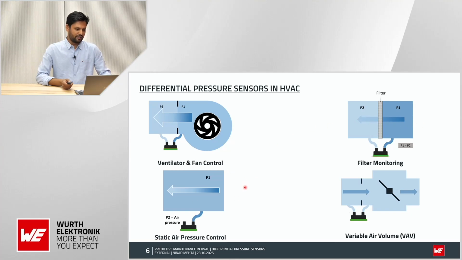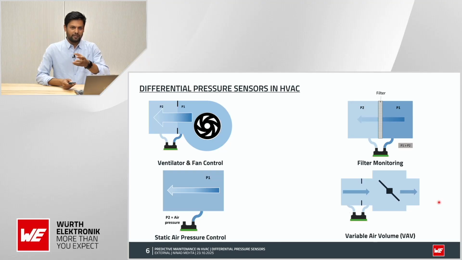Then you have static air pressure control, where you need to maintain a constant airflow or constant pressure in the building. It is most used in hospitals and clean rooms, where you need specific pressure control in certain rooms. And also variable air volume or damper control, where pressure sensors are also deployed.